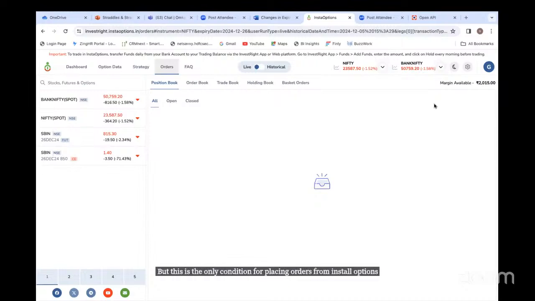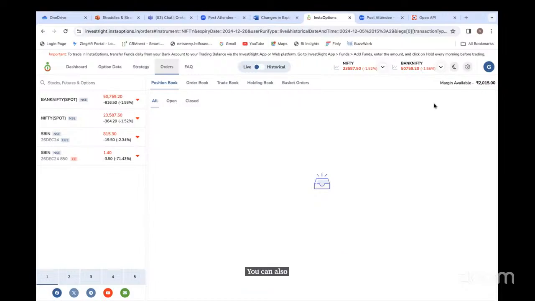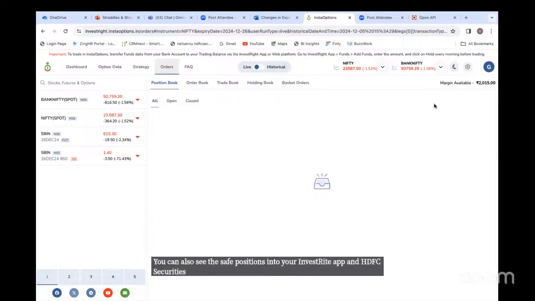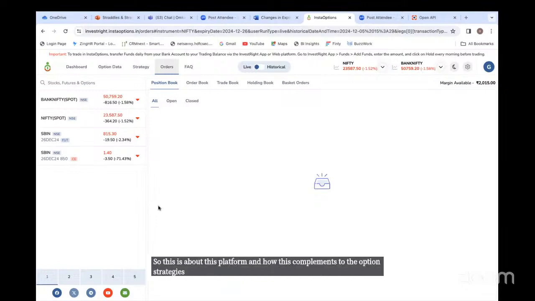And whatever orders you place from Insta Options, whatever positions you create from Insta Options, you can also see the same positions in your InvestRight app and HDFC Securities web as well. Same case with the HDFC Sky app and HDFC Sky web. So all three platforms will be in sync. All right, so this is about this platform and how it complements the option strategies part that we discussed in the webinar.